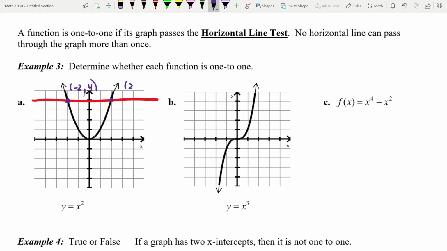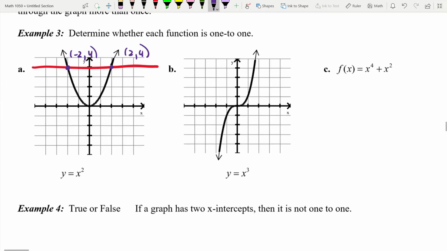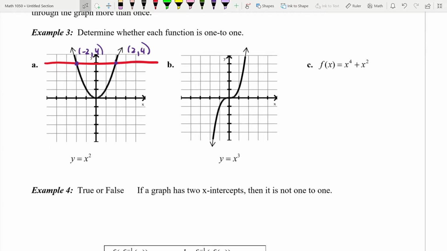That right there is +2, +4. Do my y's repeat? Yes or no? Yes. So is this 1 to 1? No. So the answer is no. Now, is it really necessary to write those points?